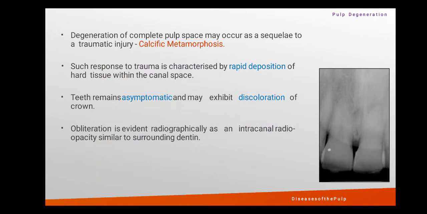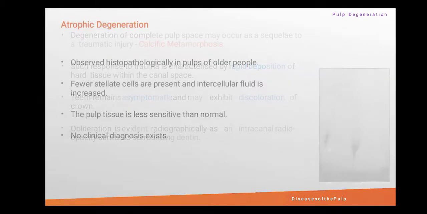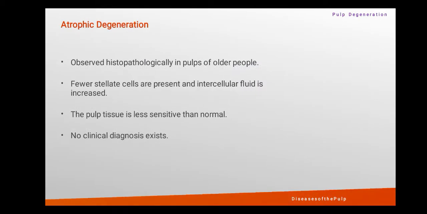Degeneration of the complete pulp space may occur as a sequel to traumatic injury, which is called calcific metamorphosis. Here you can see in the radiograph there is a complete obliteration of the root canal space in the central incisor. The tooth may remain asymptomatic and exhibit a discoloration of the crown because of the obliteration of the pulp chamber, or because of the more formation of dentine or calcific material inside the pulp chamber.